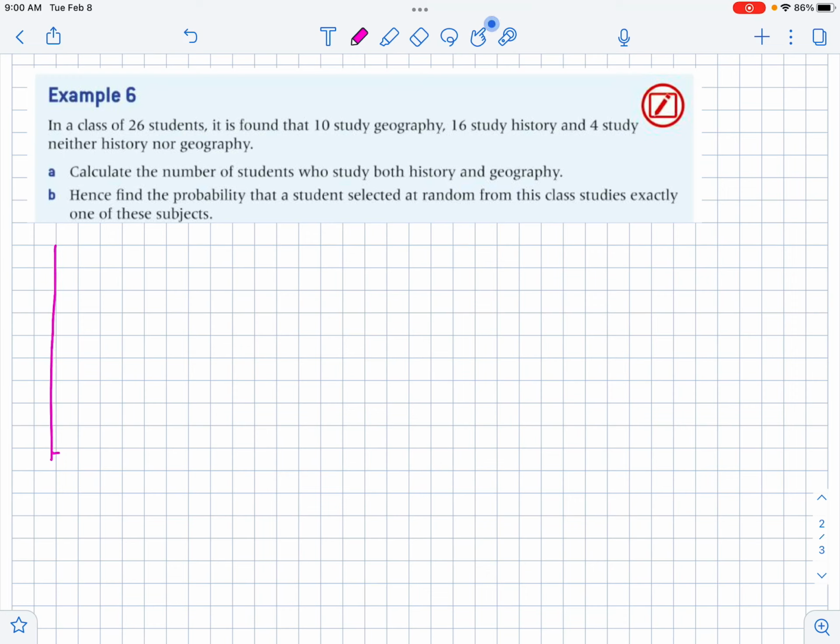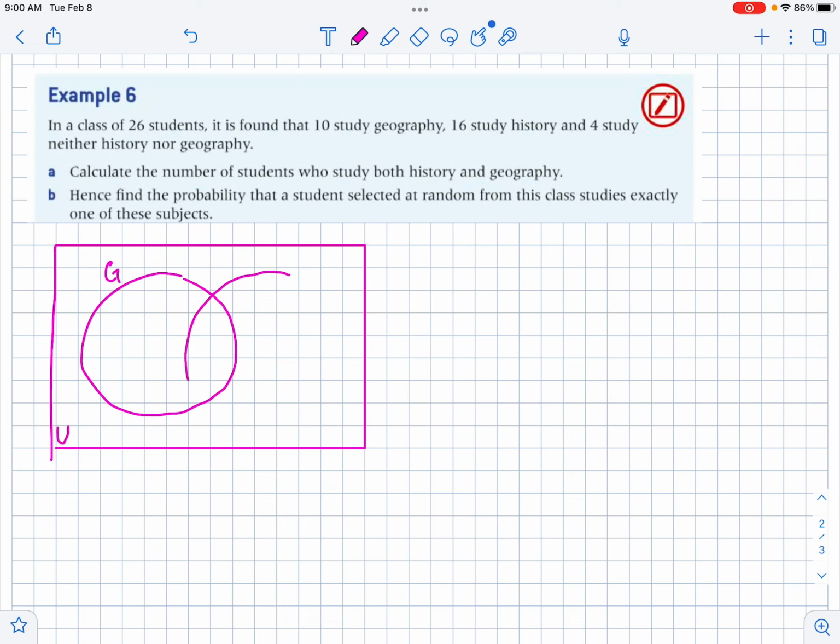So I'm going to draw a big rectangle. Every Venn diagram should start this way. Big rectangle to represent everything that lives inside the problem. Now we're looking at geography and history. So I'm going to do a geography, and this whole thing is the universal, and a history.